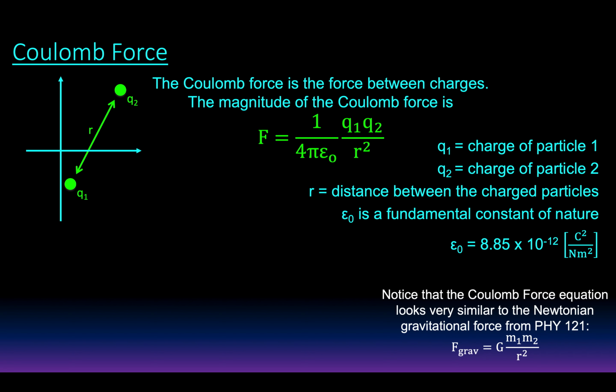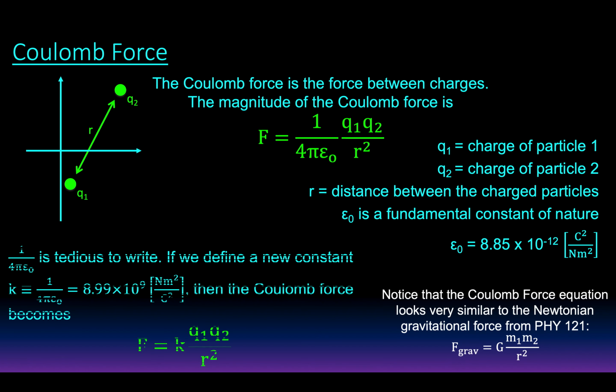4 is a constant, pi is a constant, and epsilon naught is a constant that has some units attached to it. So if I want, I could make my life a little bit more convenient when I use the Coulomb force by defining a new constant. I'm going to call this new constant K. And K is equal to 1 over 4 pi epsilon naught. It's just a little bit smaller than 9 times 10 to the 9. It has units of newtons meters squared over Coulomb squared.